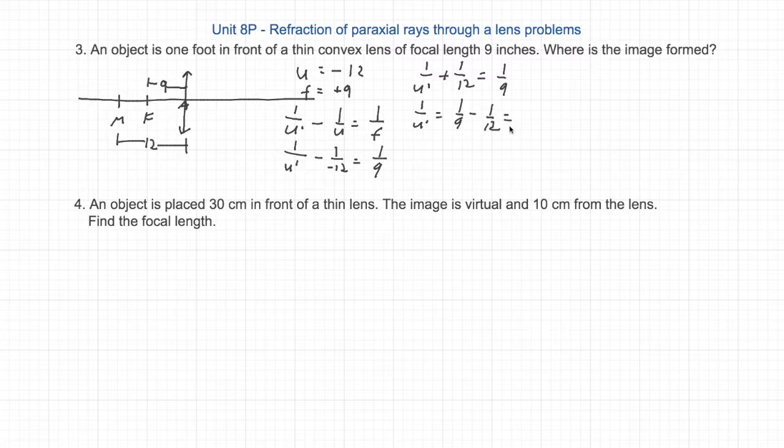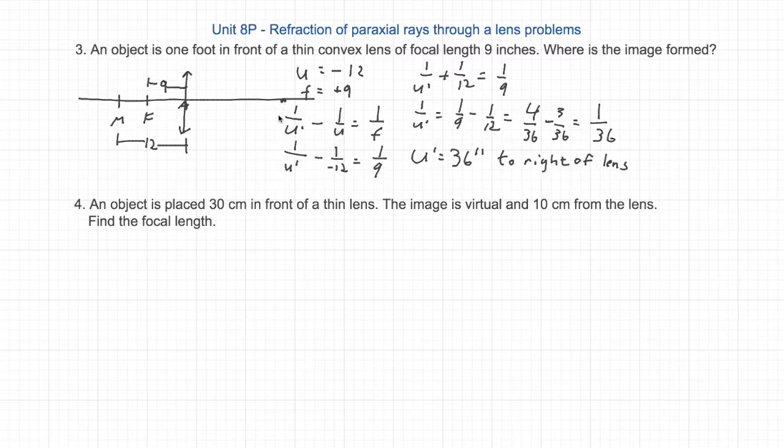And we move our fractions without the variable to one side of the equation. 36 is our common denominator. And we find that the image distance is a +36, therefore, measured from left to right, it would be to the right side of the lens.